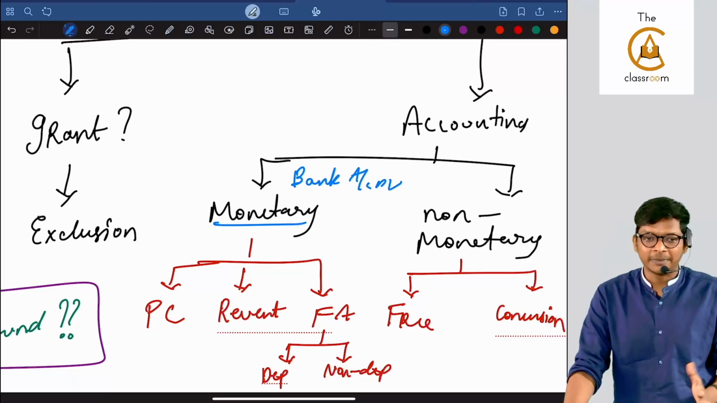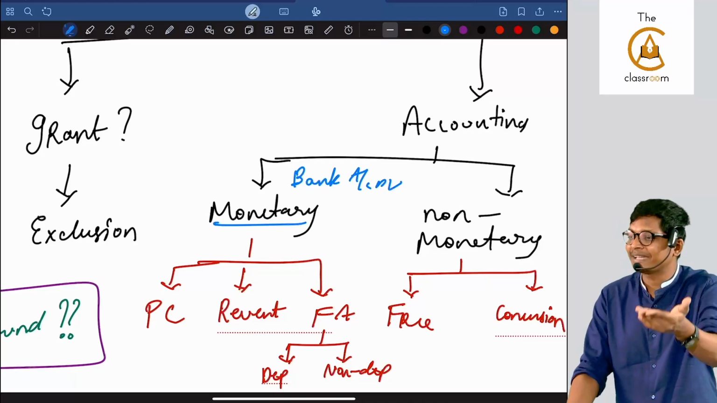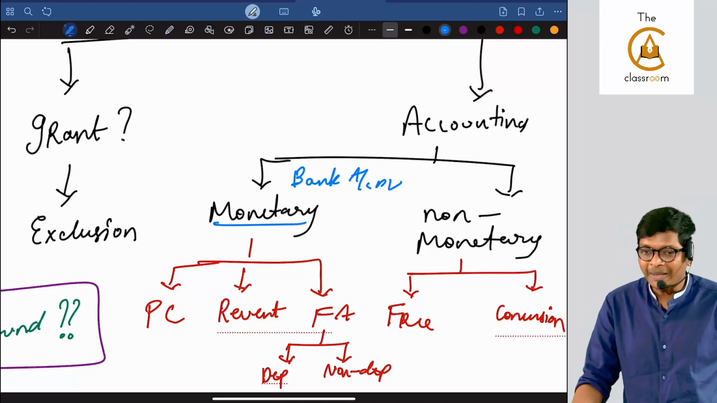Bank or cash account debit. Mostly government will not give cash. Only we should give them cash. They will give us in bank. Okay, so bank account debit.